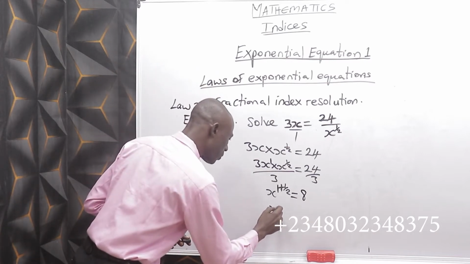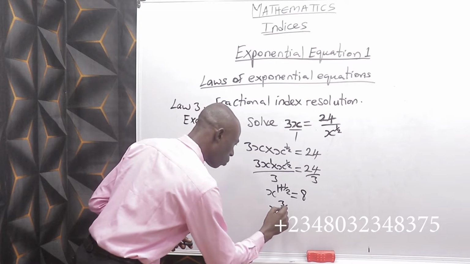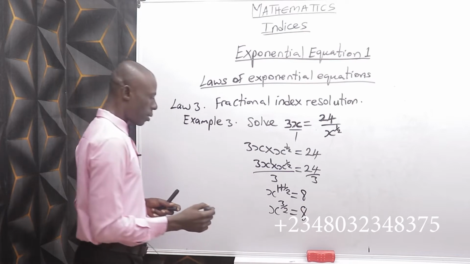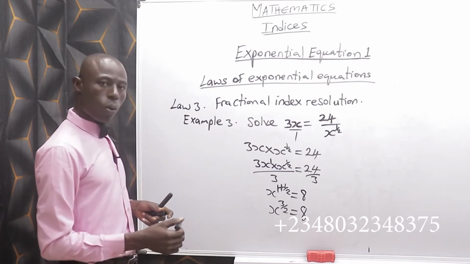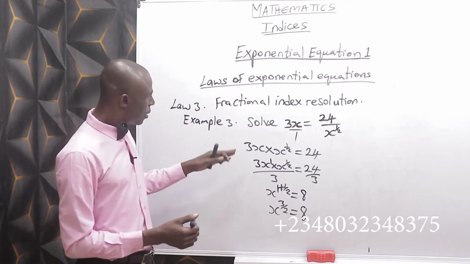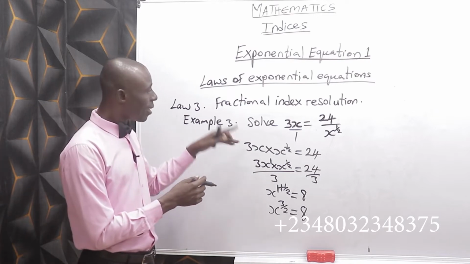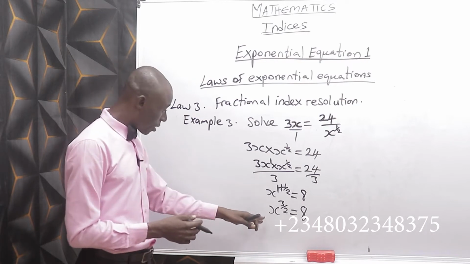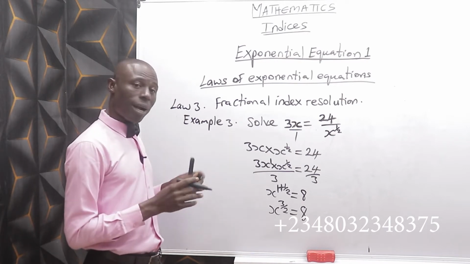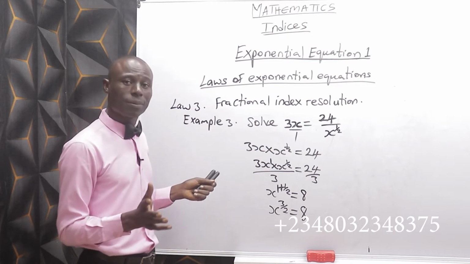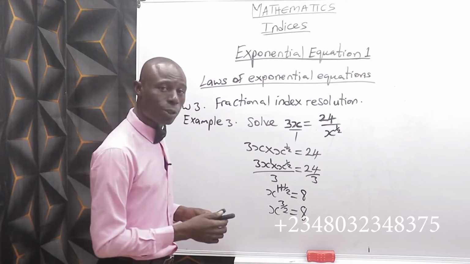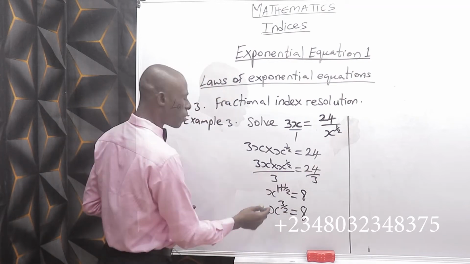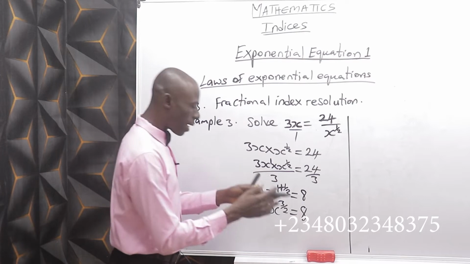So this is x raised to power 3 over 2 equals 8. Wow, what a coincidence. The point I used to illustrate the fractional index resolution case, that is what we get here back. And it is not intentional. Just a coincidence, a good coincidence. So, we now resolve from here. x raised to power 3 over 2 equals 8.